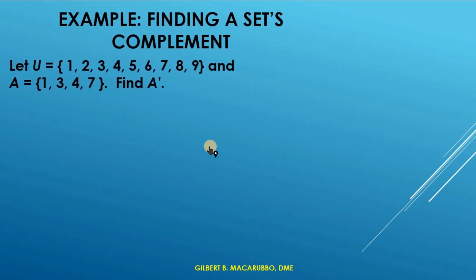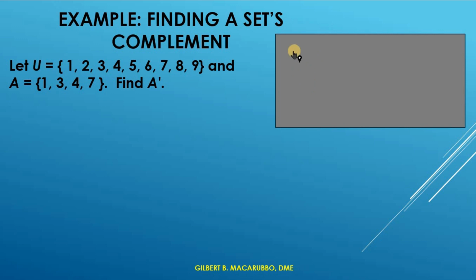Example of complements. Okay, so let U, ito yung universal set natin, 1, 2, 3, 4, 5, 6, 7, 8, and 9. So, yung ating set A, we have 1, 3, 4, 7. So, let us find the complement of set A. We will represent it through Venn diagram. So, yung rectangle dito ay yung ating universal set. And then yung bilog, syempre yung ating set A. Set A contains 1, 3, 4, and 7.